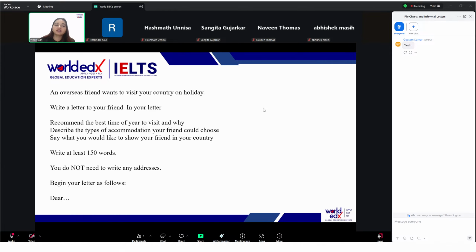In your letter, see, there are 3 bullet points. Recommend the best time of the year to visit and why. Describe the types of accommodation your friends could choose. Say what you'd like to show to your friend in your country. And these are the 3 bullet points. That means this letter needs to have 3 paragraphs.